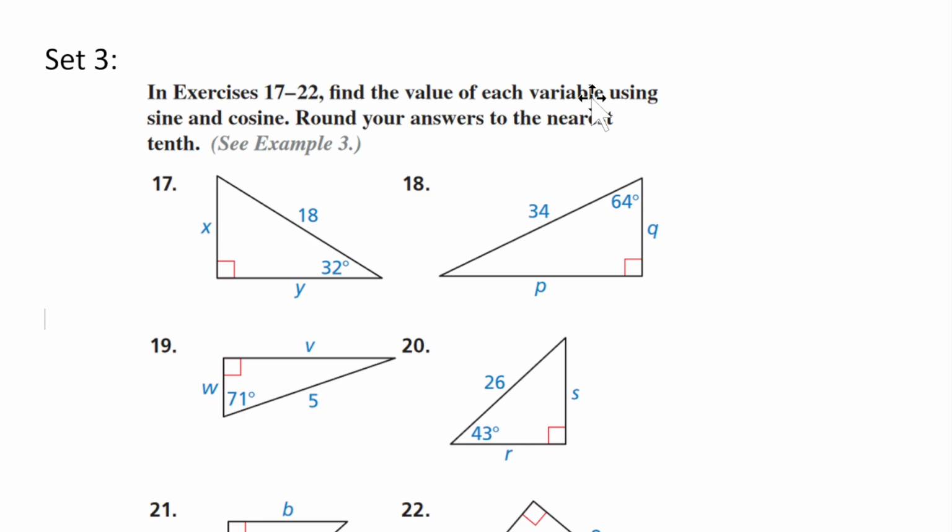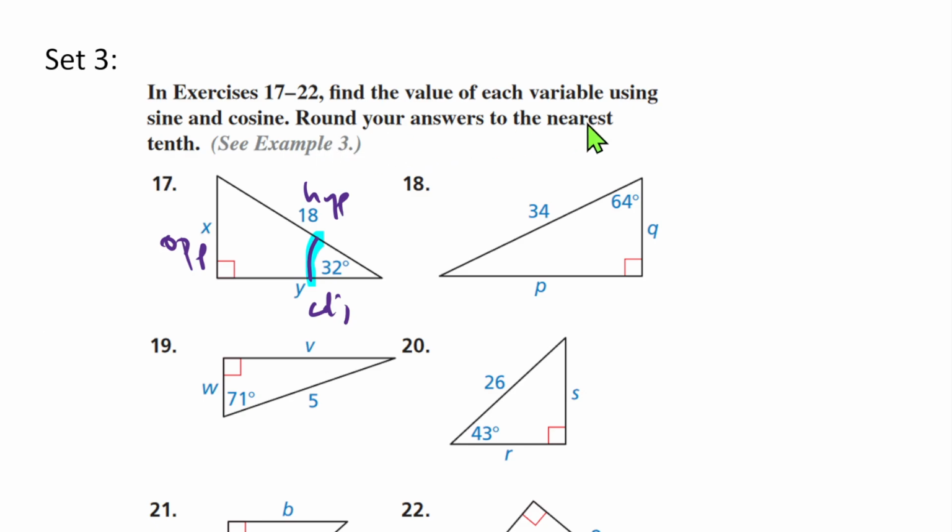Now these problems are fortunately very straightforward. It just says find the value of each variable using sine and cosine. So this is going to be where you just go to the angle and you say, hey, here's our angle, label opposite, label hypotenuse, label adjacent, and make a little equation, solve for x, and then also do another little equation and solve for y, and that's it.